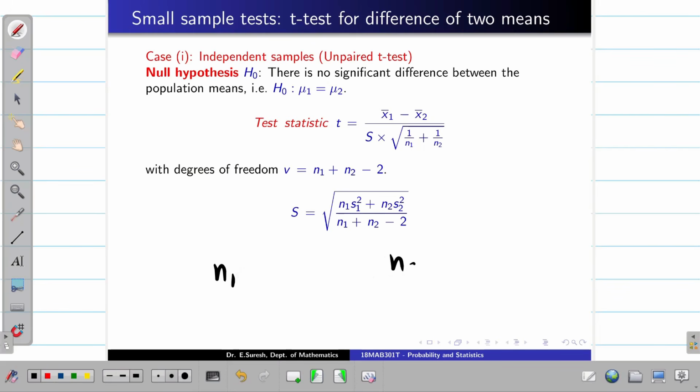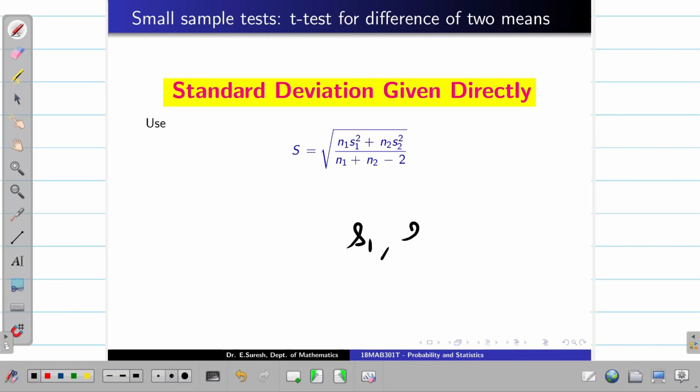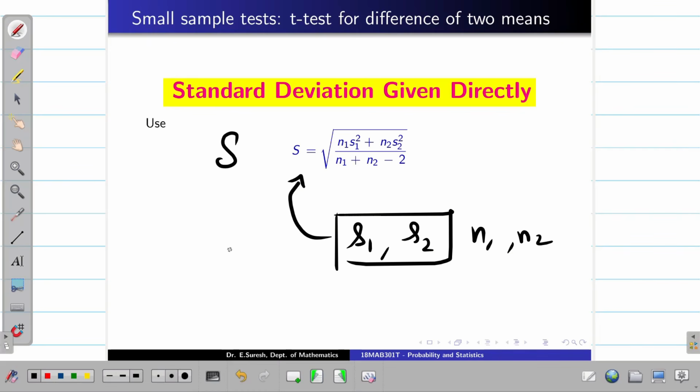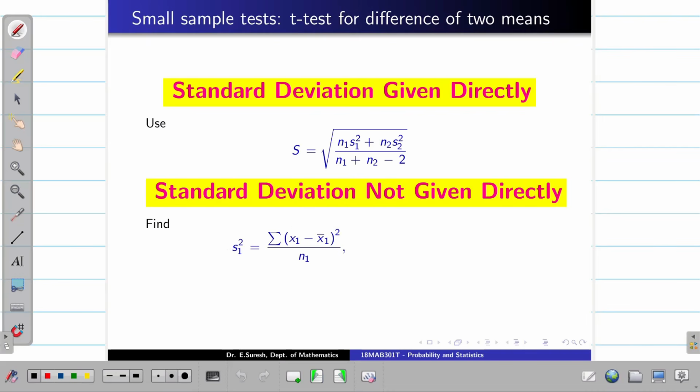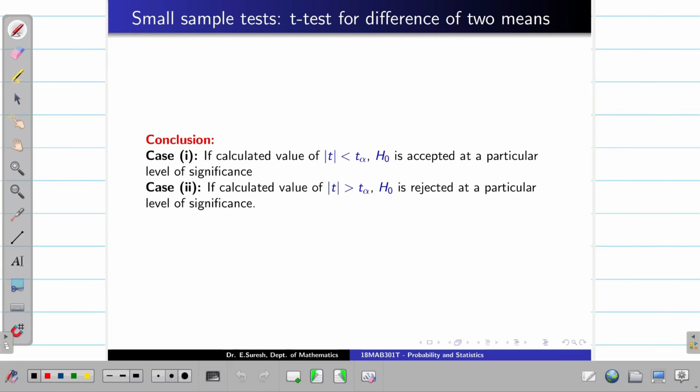Here, n1 and n2 are the sizes of sample 1 and sample 2, and small s1 and s2 are the standard deviations of sample 1 and sample 2 respectively. So if small s1 and s2 are given in the problem, using these along with n1 and n2, we can easily find capital S and the test statistic. If the standard deviations of sample 1 and sample 2 are not given, then we have to find the standard deviation for both cases and then compute capital S. Let us go into the problem.